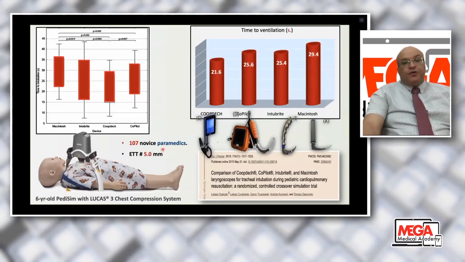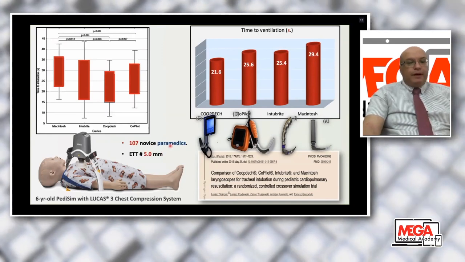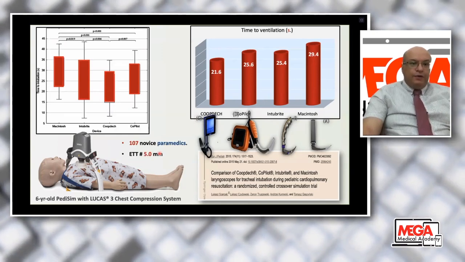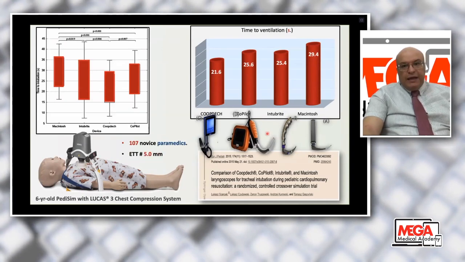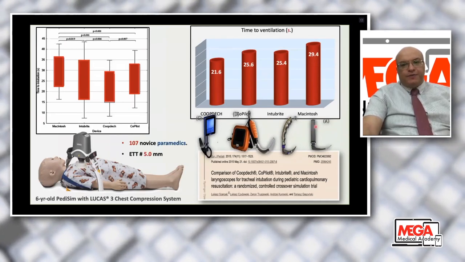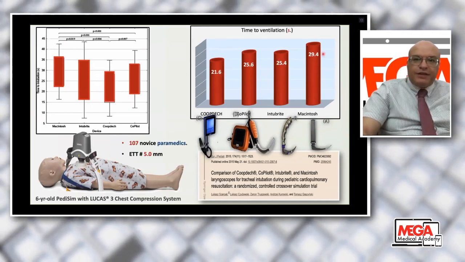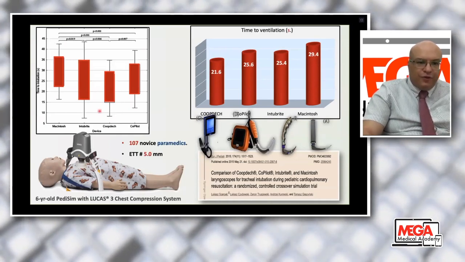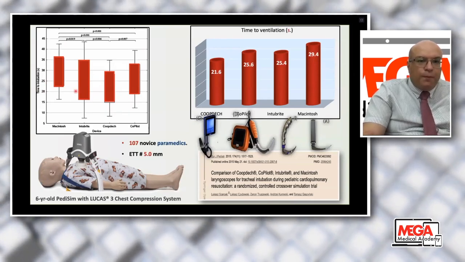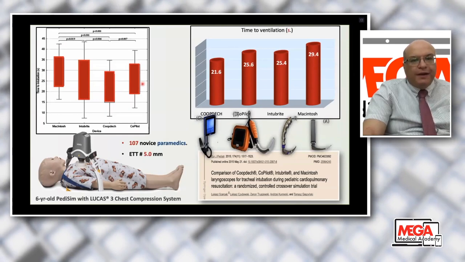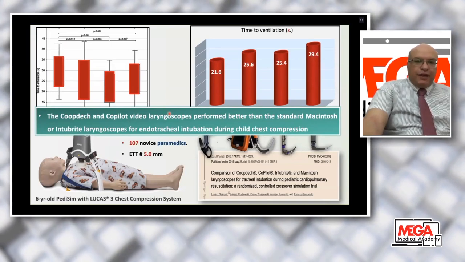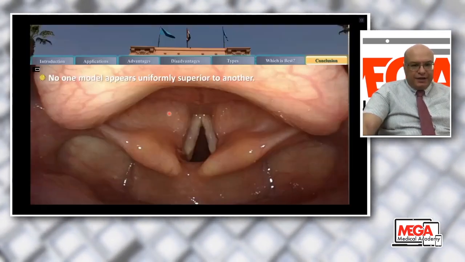It's an interesting study, including 107 novice paramedics using endotracheal tube size 5 and a 6-year-old manikin with chest compression using a Lucas system. They compared C-MAC D-Blade, Glidescope, King Vision, and the traditional Macintosh blade. They found time to ventilation is comparable. There is no difference between the four groups. However, if you take a look at time to intubation, it was significantly less with C-MAC D-Blade and Glidescope. So C-MAC D-Blade and Glidescope are performing better than King Vision for endotracheal intubation in a child during chest compression.